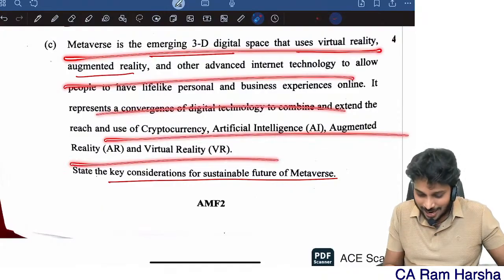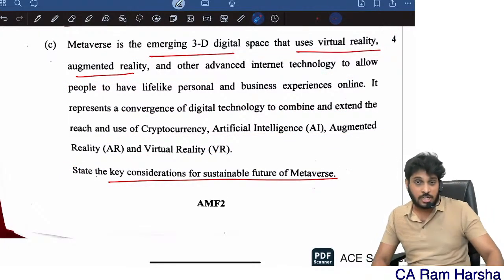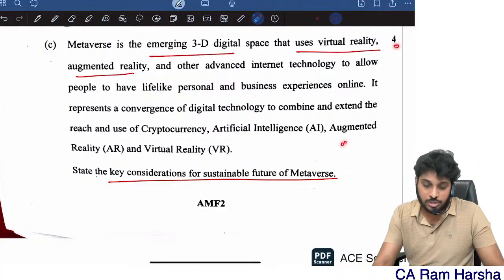Next. Metaverse. Oh my god. AI. This is digital audit. One more question. Yeah, sorry, I was wrong. In digital audit, totally 2 questions, 1 MCQ was there and a 4 marks question.